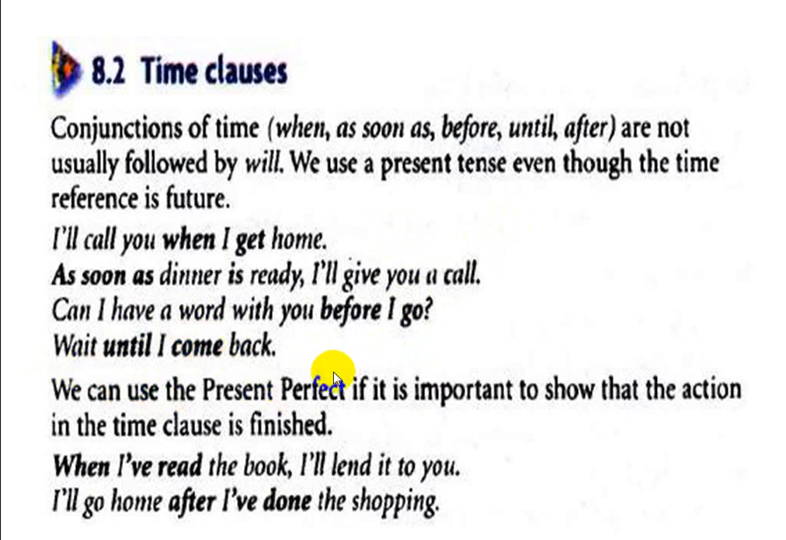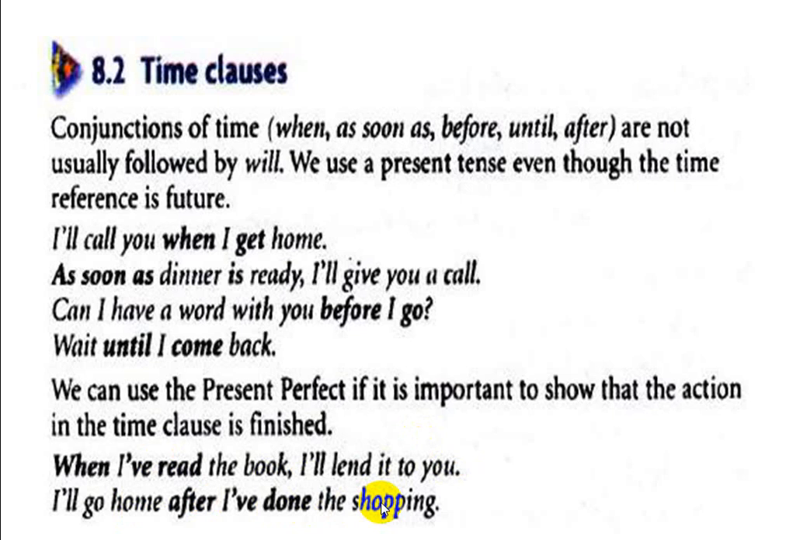We can use the present perfect if it is important to show that the action in the time clause is finished. نقدر نستخدم المضارع التام. If it is important إذا المهم إنه نظهر that the action الفعل in the time clause is finished. The action is finished. انتهى الفعل اكتمل. For example, when I have read the book, I'll lend it to you. When I've read the book, I'll lend it to you. I'll go home after I've done the shopping.